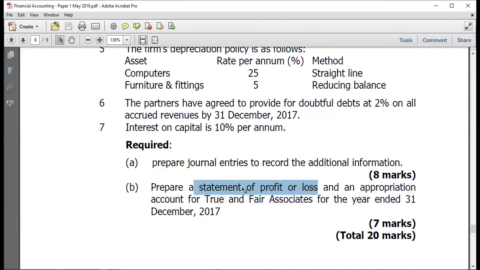I think we saw a similar scenario with manufacturing accounts, where we had the manufacturing account and the income statement, or the trading and profit and loss account. So that is good to take note of.